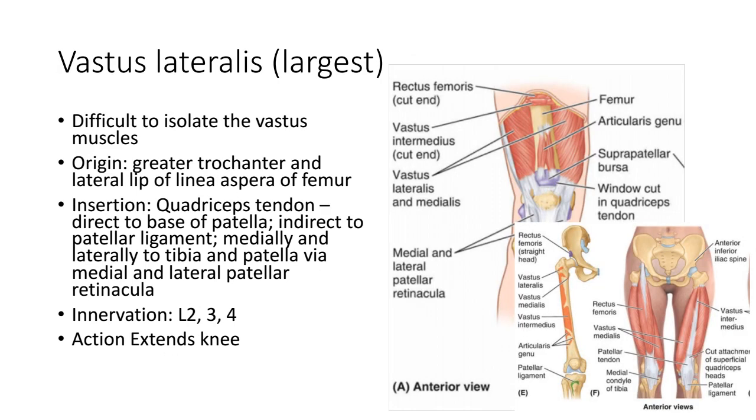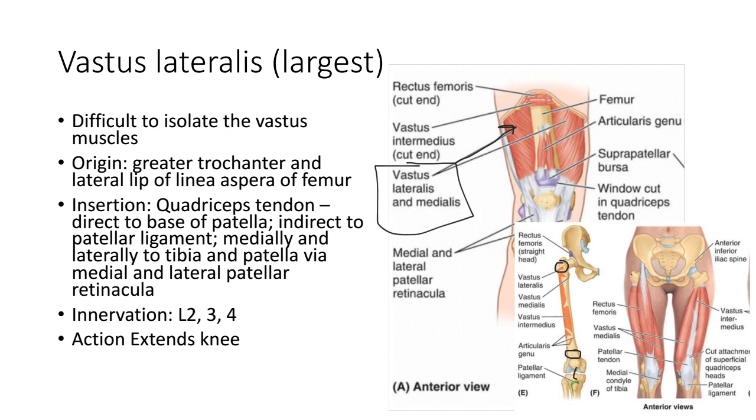The vastus lateralis is the largest of the vastus muscles. There's three vastus muscles: the lateralis, the medialis, and the intermedius, and it's difficult to isolate any of the vastus muscles. Although there are some exercises that help to kind of isolate the vastus medialis, which tends to be the weakest of them. But the origin of the vastus lateralis is the greater trochanter and the lateral lip of the linea aspera of the femur. The insertion is the same as what the rectus femoris was.